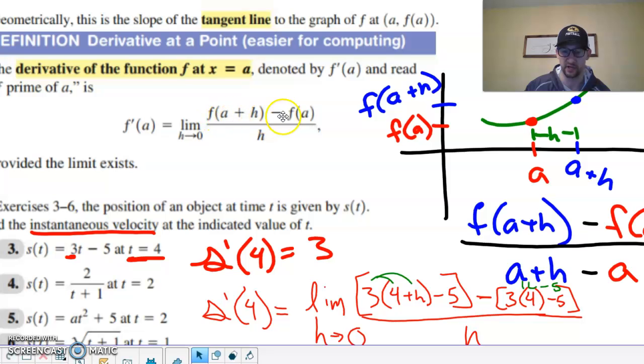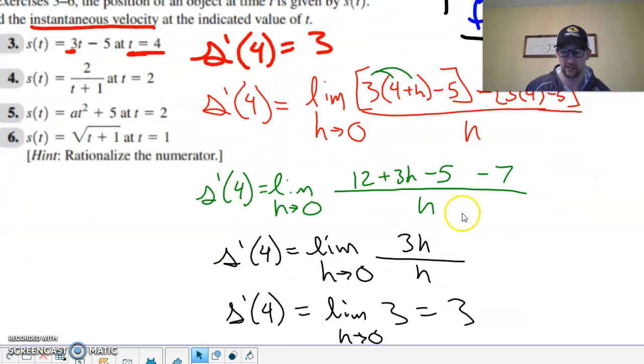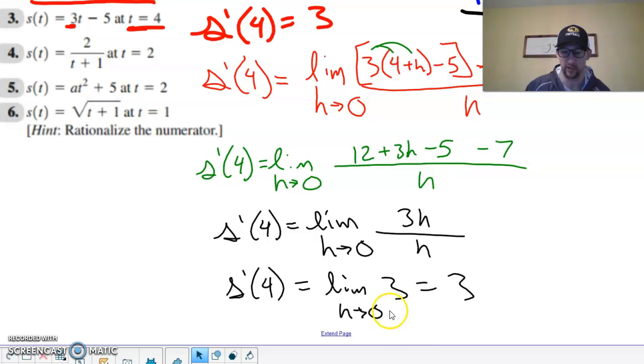So the f of 4 plus h minus the f of 4. So plug in 4 plus h, plug in 4, subtract what you get. A bunch of stuff kind of cleaned itself up and went away algebraically. We ended up with the limit as h approaches 0 of 3, which was 3. So that was our slope, or our instantaneous velocity, or our slope of a tangent line at that point.